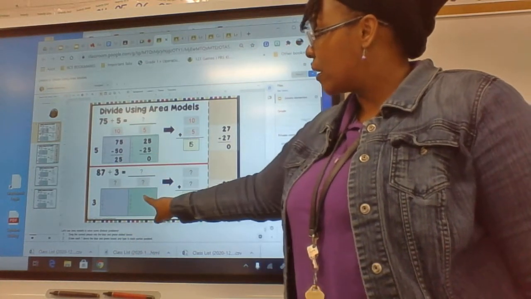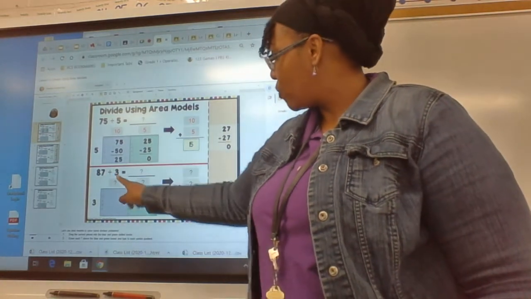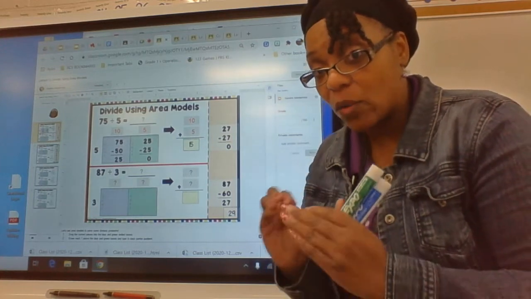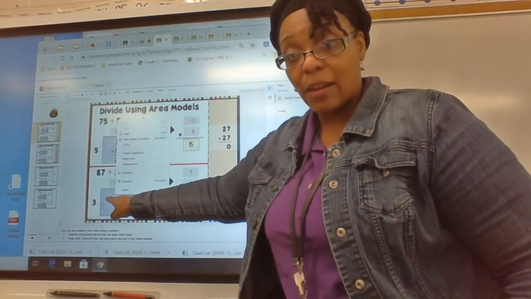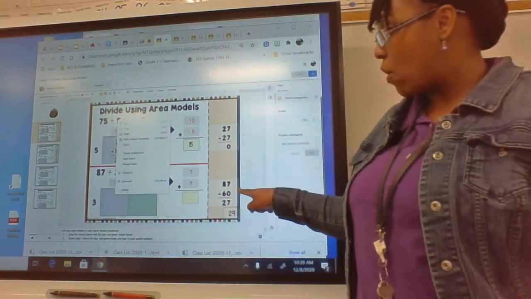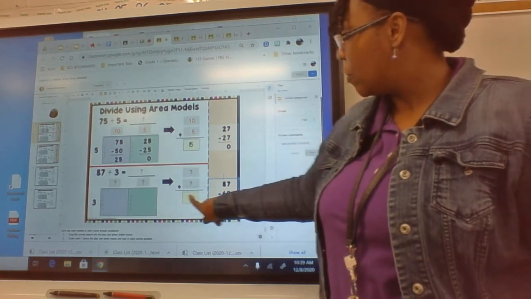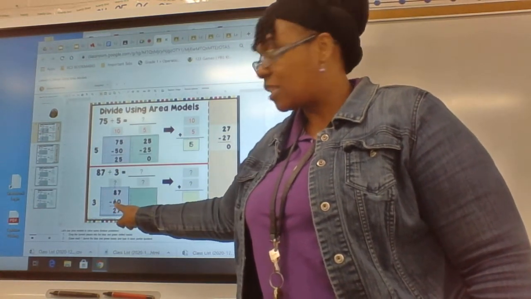Anyway, so let's look at this one. I'm going to do this one with you. 87 divided by 3. Remember what I said. You have to put that dividend on the top. So that means that 87 will be the first thing right there. Okay, so I'm looking at my card over here. I see 87 take away 60. I'm going to move that card over. So that means I took 60 away.